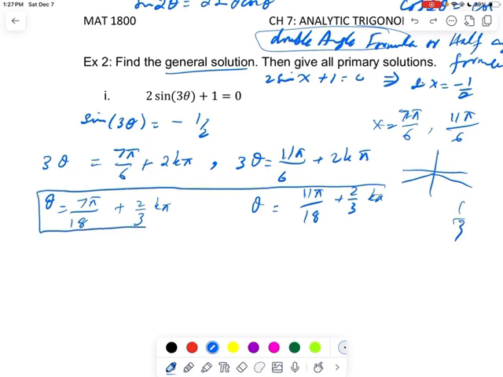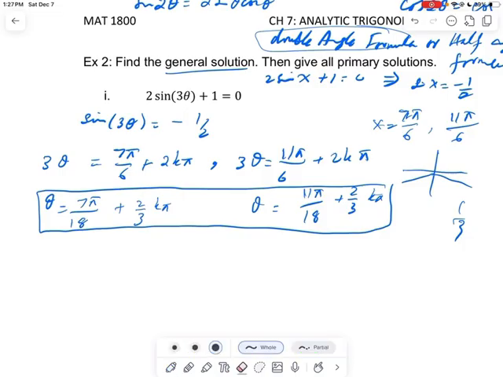Okay, so this is our general solution, and now we have to give the particular, the primary solutions, all primary solutions. Now in this case, the number of primary solutions increases, and by how much? If we were doing it with sine theta, we would have gotten only these 2 primary solutions. But now we are going to get 6 of them, because it has been 3 theta now.